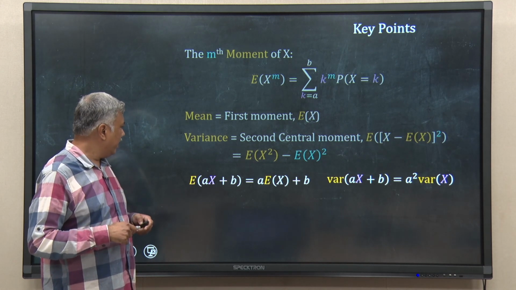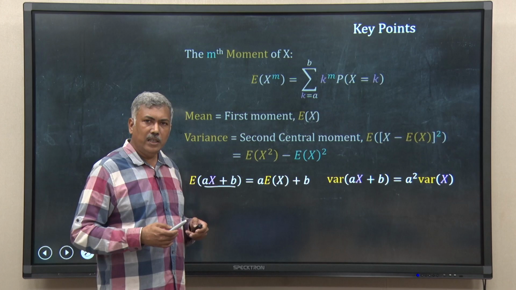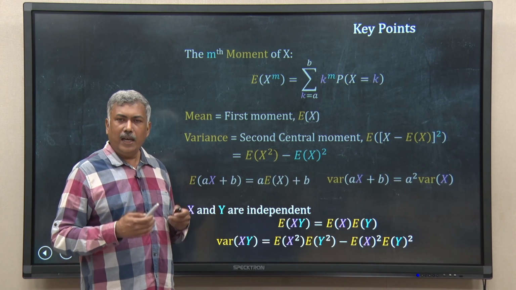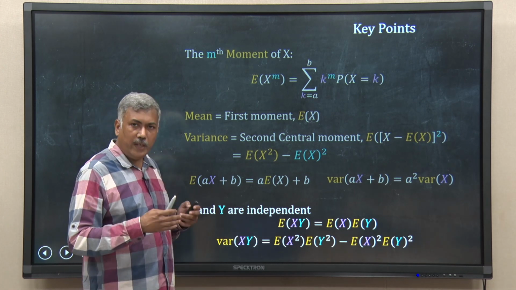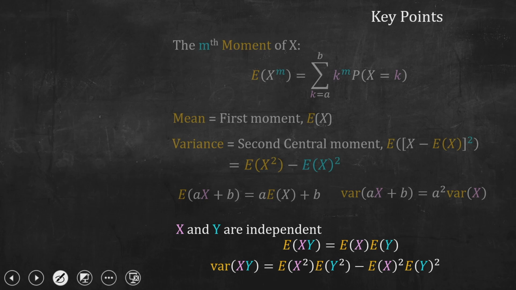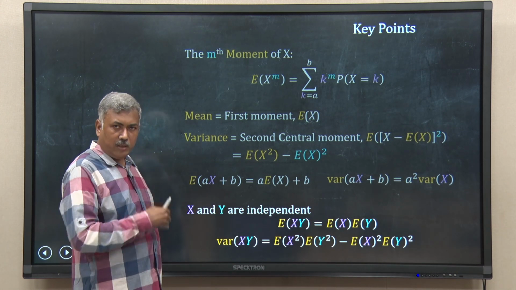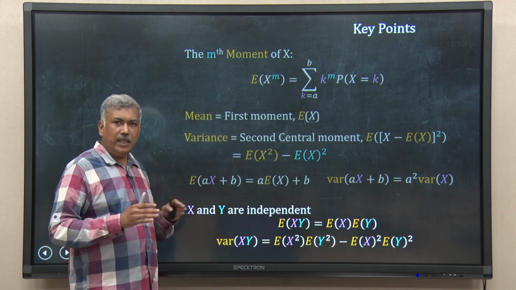And then we have learned certain rules, which can be derived from the definition of moments: if I have a random variable x and if I take Ax plus b, then the expectation of this new variable will be a into expectation of x plus b, and the variance will be a square into variance of x. Similarly, if x and y are two independent random variables, then expectation of xy will be expectation of x into expectation of y, whereas the variance of xy will be expectation of x square into expectation of y square minus the square of the mean of x into the square of the mean of y. So, these are the generalized things we have learned.